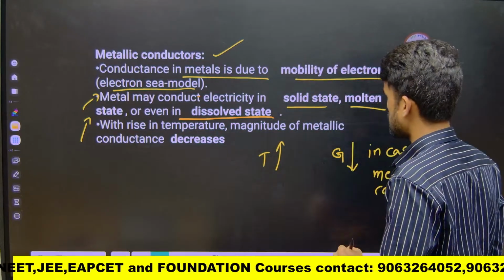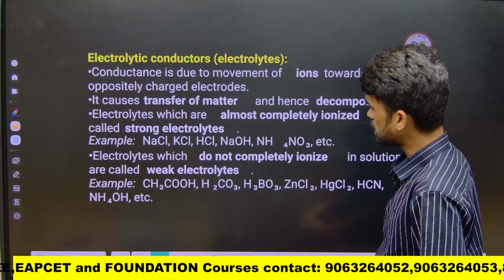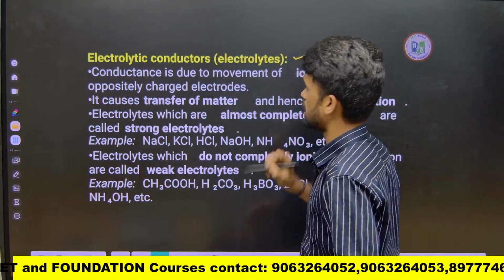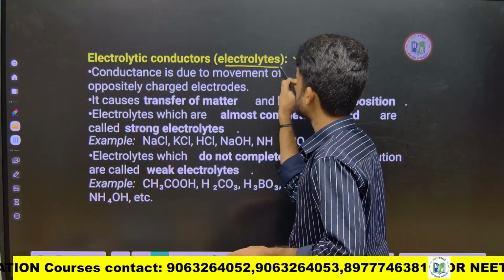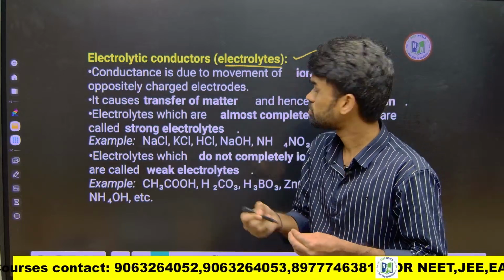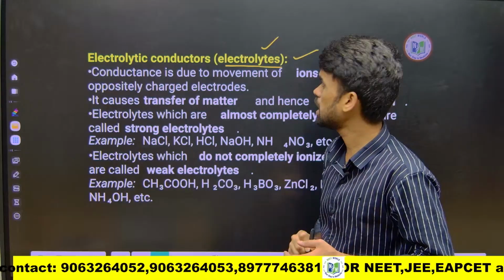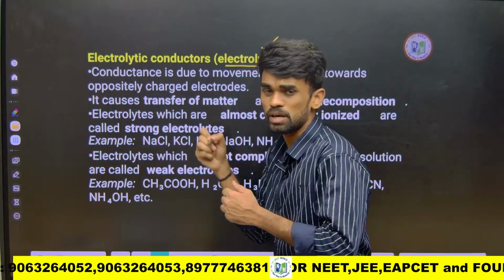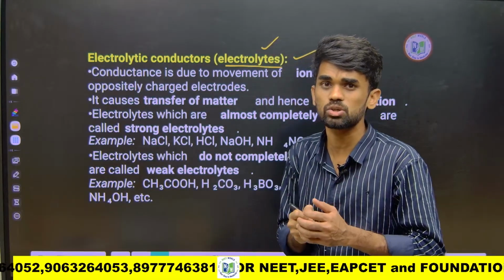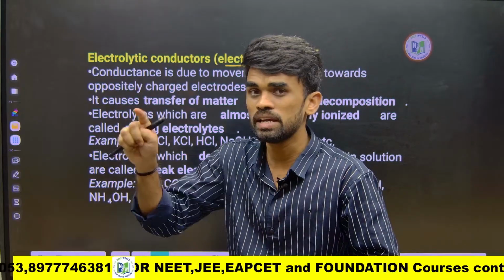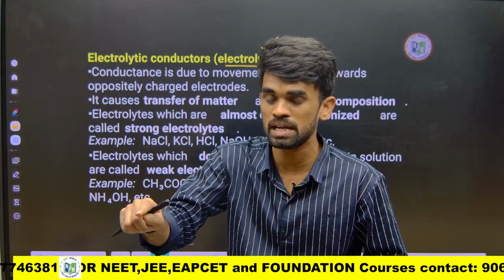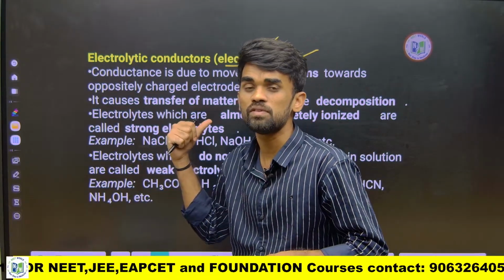Okay. Next, what about electrolytic conductance? Electrolytic conductance means the conductance in electrolytes. What is the reason behind the conductance in electrolytes? It is because of the movement of ions. In metallic conductors it is the movement of electrons, but here it is the movement of free ions.